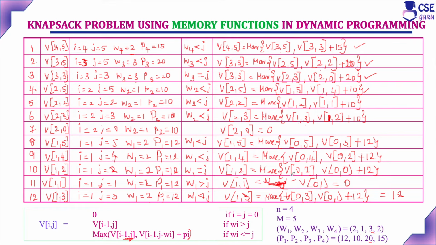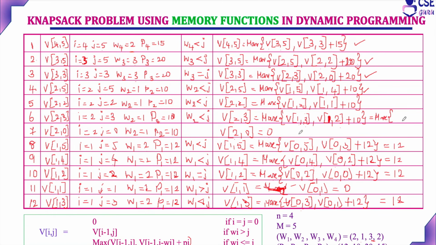Okay. Next, step 10, V of 0, comma 2, value is 0. 0, comma 0 also value is 0. 0 plus 12, here also we will get value 12. Previous step, V of 0, comma 4, value is 0. V of 0, comma 2, value is 0 plus 12. So here we will get value 12 only. In previous step, similarly, 0, comma 5, value is 0. 0, comma 3 also 0 plus 12. Maximum value is 12. And V of 2, comma 0, value is 0.